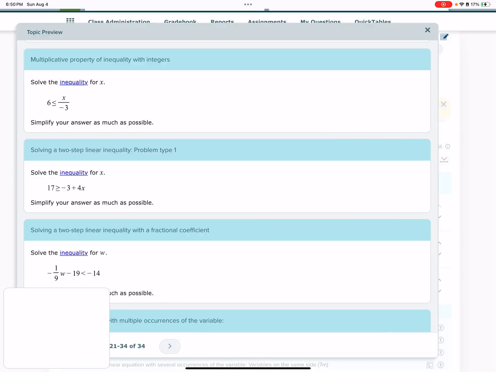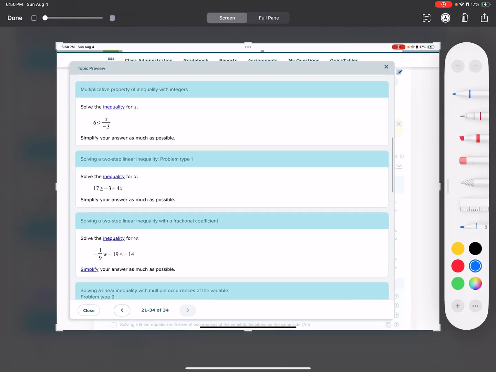Okay, the multiplicative property of inequality with the integers. On this one here, I'm going to multiply both sides by negative 3. But what happens when you multiply by a negative? Let me just share with you over here. 1 is less than 2. Simple, right? Let's multiply both sides by negative 1. 1 times negative 1 is negative 1. 2 times negative 1 is negative 2. But now, negative 1 is not less than negative 2. If you see on the number line, negative 2, negative 1, 0, 1, and 2, you can see definitely negative 2 is less than.